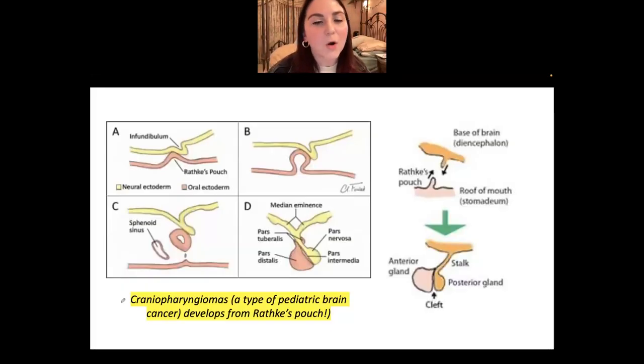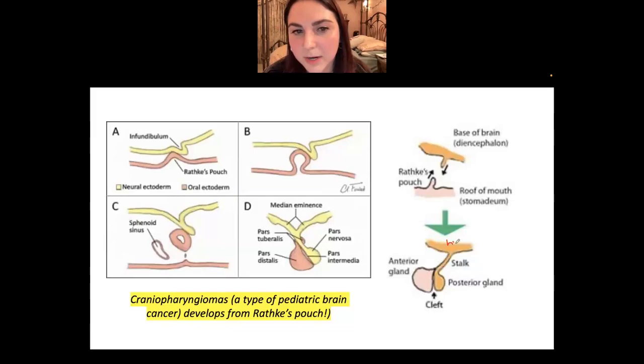But they'll ask, where does it develop from? It comes from Rathke's pouch. Rathke's pouch, what is that? It's oral ectoderm. Okay. And then here's just another picture. I know it's kind of hard to see, but this is literally, again, how you get this.